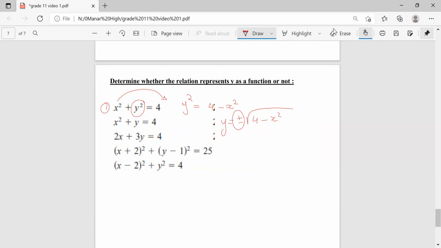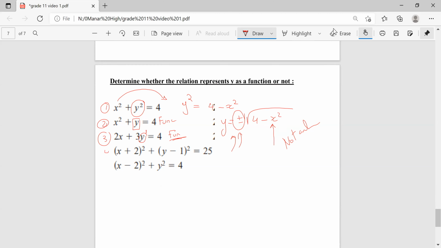Positive or negative means that for only one x, I have two values of y, and this means it is not a function. So whenever I have y squared, it means that I have two values for y, so this is not a function. So in number 2, here, y is power 1, so any value for x will give only one value for y, so this is a function. In number 3, the same. I'm looking at y, power 1, so this is a function.